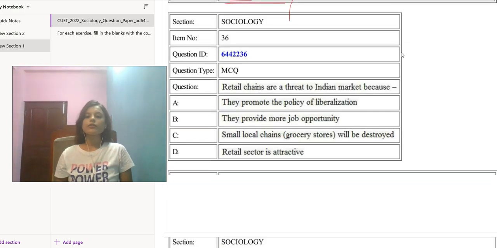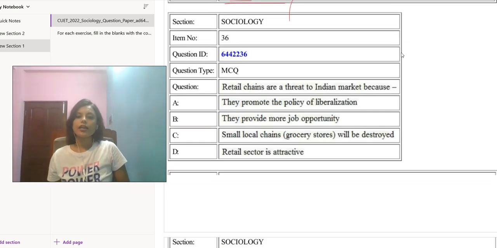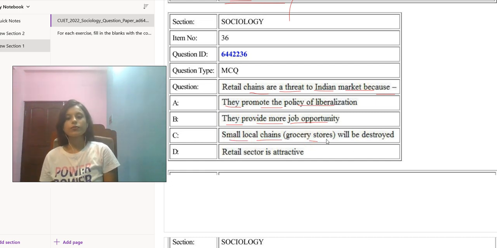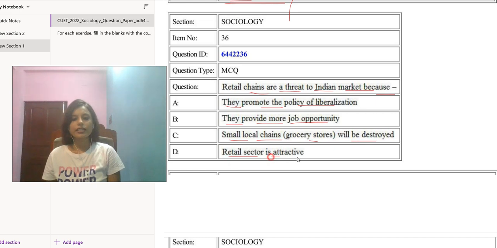The next question that we have in front of us is: retail chains are a threat to the Indian market because of what? Because they promote the policy of liberalization, they provide more job opportunities, the small local chains or grocery stores will be destroyed, or the retail sector is attractive. Which one?